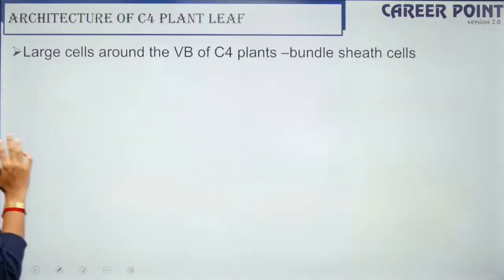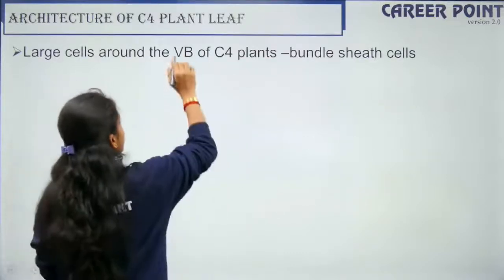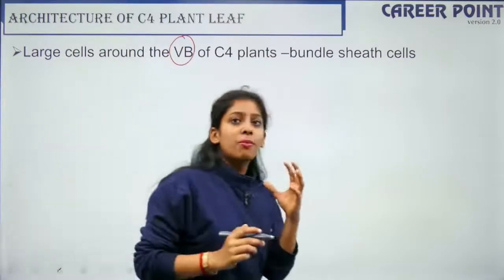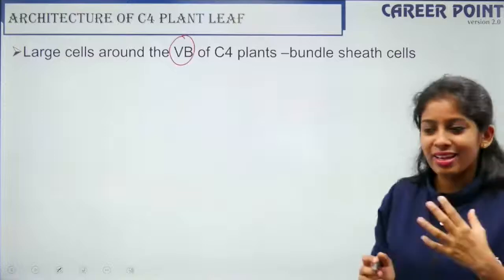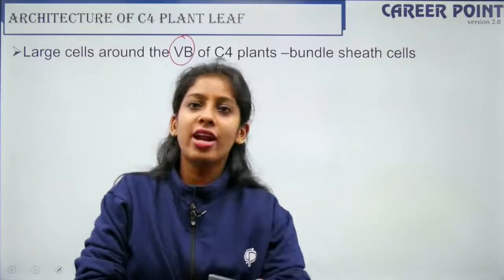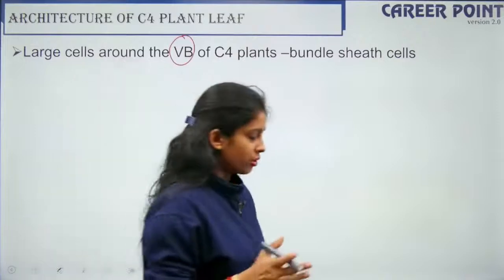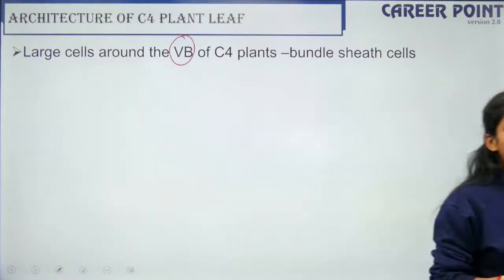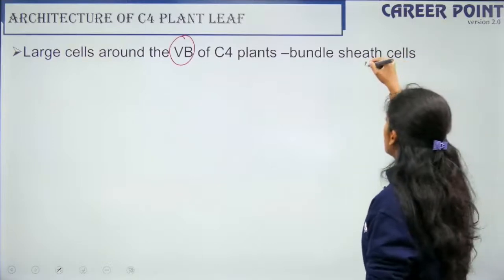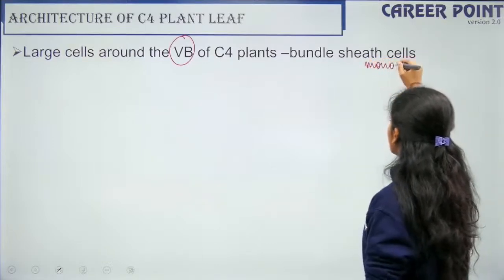You have large cells around the vascular bundle of the C4 plants. When you talk about the structure of the leaf in anatomy, you're absolutely right. When you talk about the anatomy of the leaf, the monocot leaf is called the isobilateral leaf.